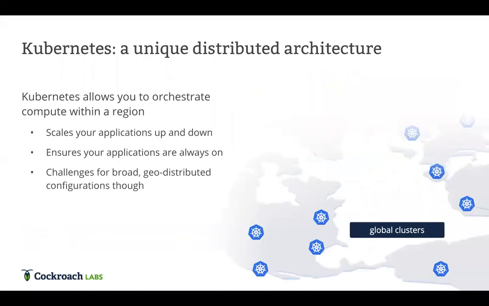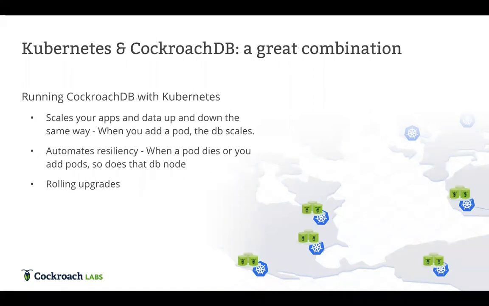Kubernetes allows you to orchestrate compute within a region. You can scale it up and down. You make sure things are always on. It has challenges on these broad geo-distributed regional configurations. So typically what people are doing is bringing up a Kubernetes cluster in each region, and it's hard to have one uber thing on top of it. We can provide that from a data point of view, though. We can live across multiple different Kubernetes clusters, yet still provide a single database across all those things. And so it's a little bit more of a complex implementation.